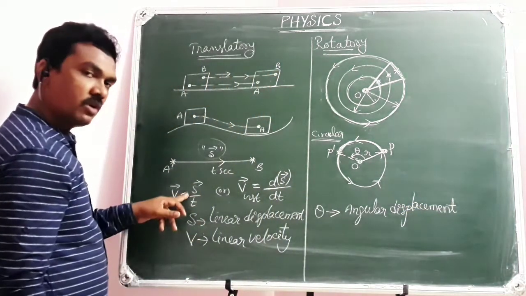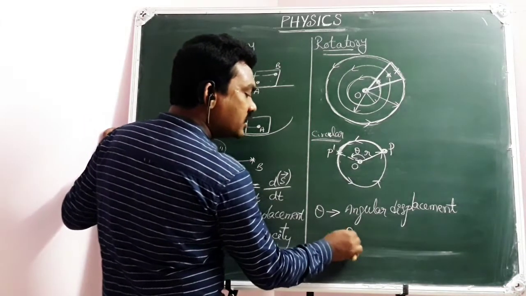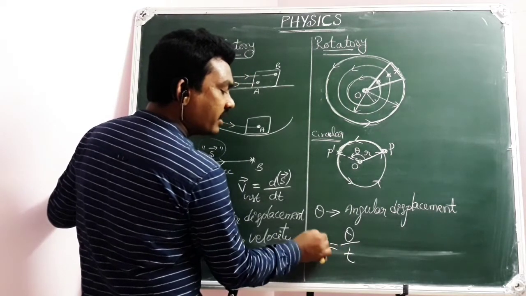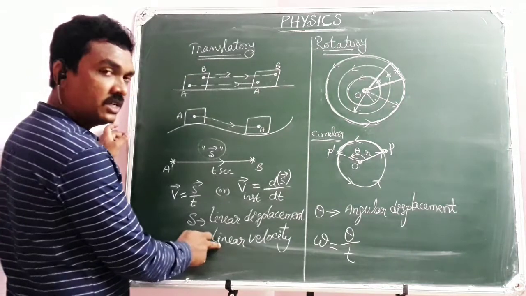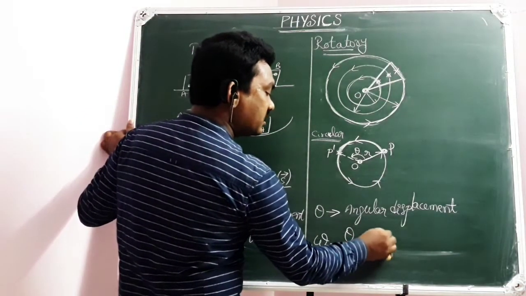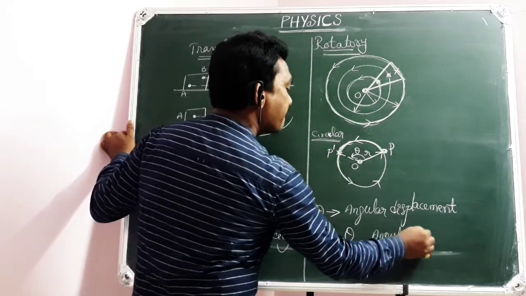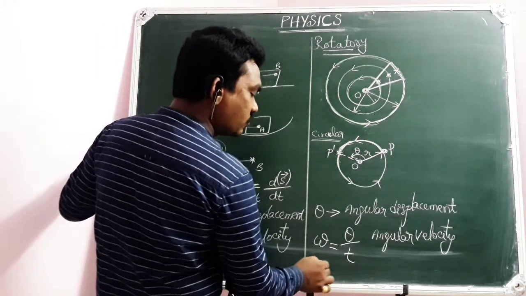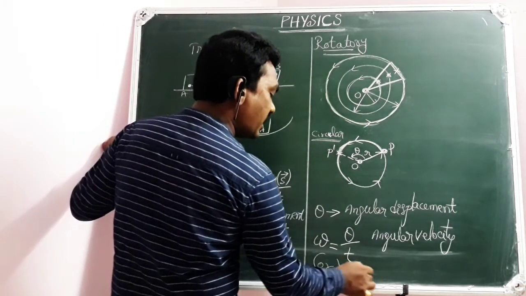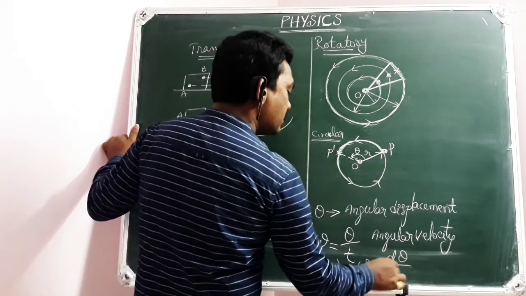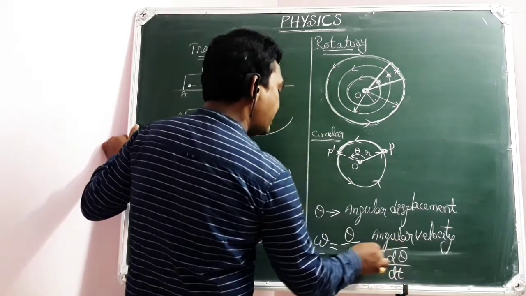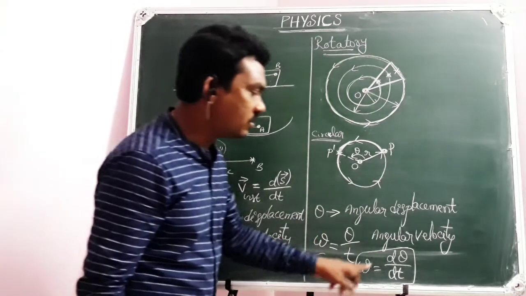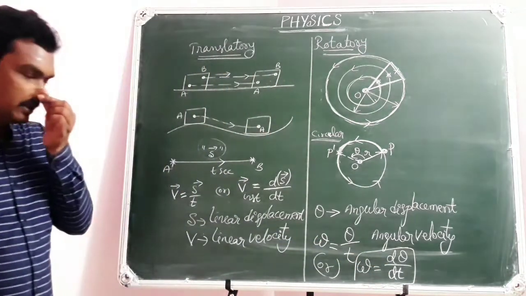Here displacement per unit time is called velocity. Similarly, angular displacement per unit time, means total angular displacement by total time, will give angular velocity, omega. Linear velocity there, here it is angular velocity. Of course, in differentiation you can write this omega as d theta by dt. Rate of change in angular displacement with respect to time. Like V is equal to ds by dt, omega is equal to d theta by dt. Hope you got some clarity on this.